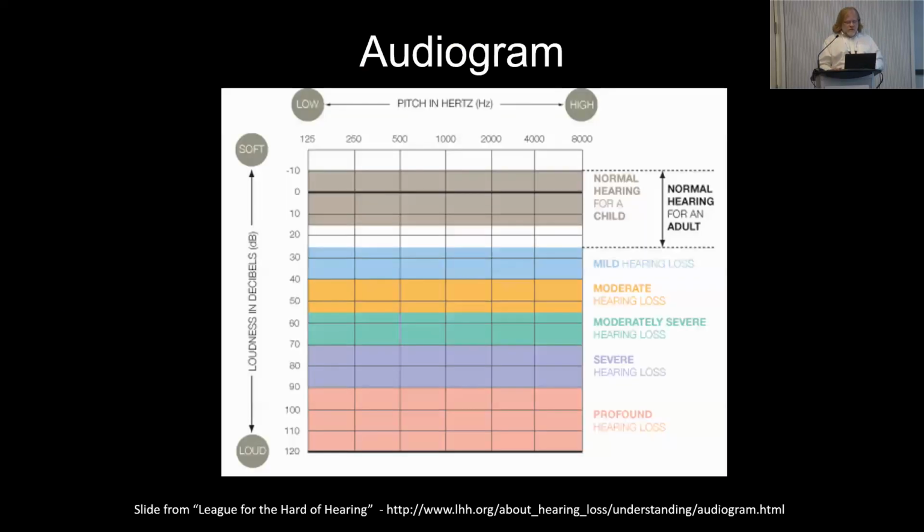To familiarize you with an audiogram, in case you're not familiar, the normal range in pitch and loudness, in other words, in decibels and hertz, for a child and an adult are provided in the gray zone. Children actually have a little bit more high frequency hearing than adults, which they lose over time.